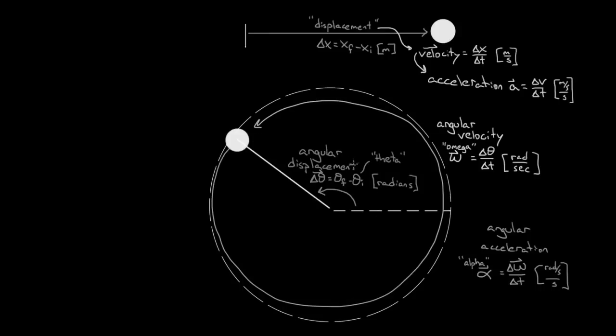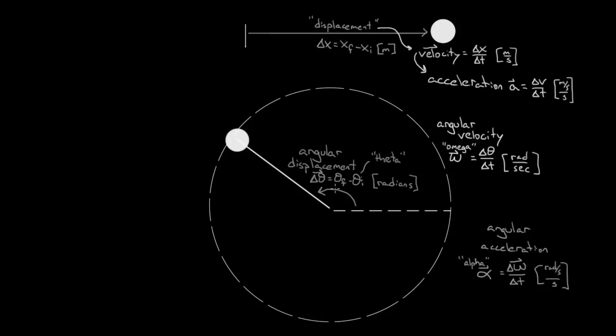So that's the great thing about these angular motion variables. Every point on a rigid object is going to have the same angular displacement, the same angular velocity, and the same angular acceleration. It won't matter what point you're talking about, the angular displacement, angular velocity, and angular acceleration will be the same for every point on that rotating object.